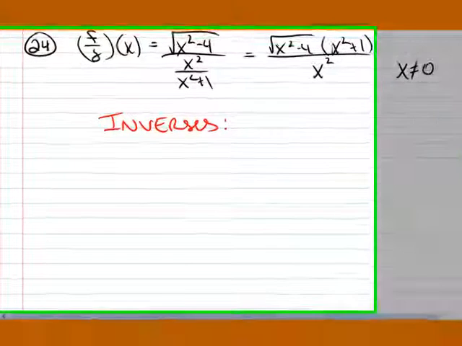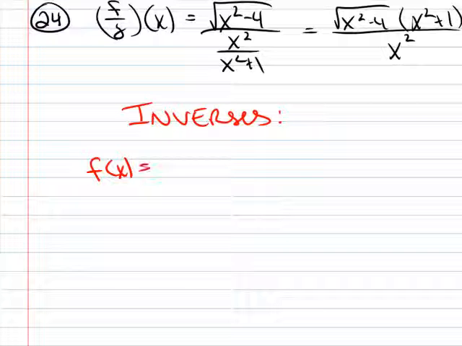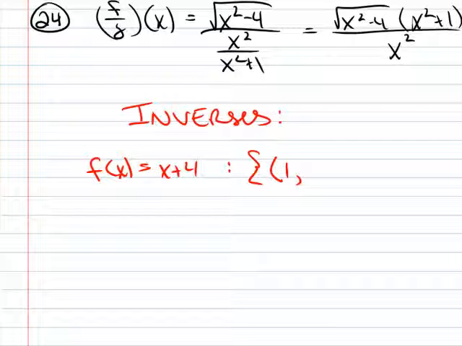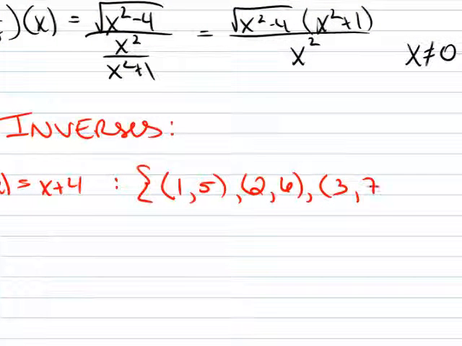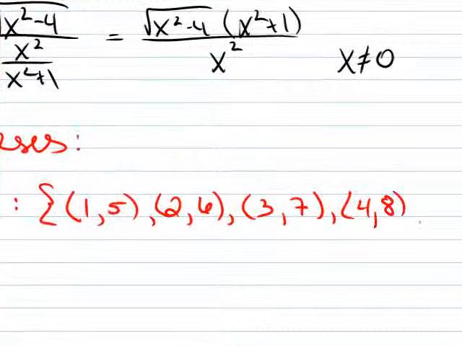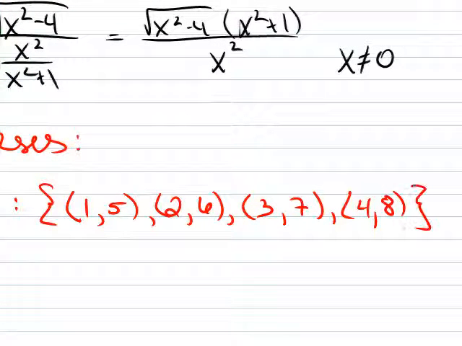Inverses. Let's take a look at this particular function here where f of x is x plus 4. Now, look at the ordered pairs that this particular function produces. If I put a 1 in for x, 1 plus 4 is 5. If I put a 2 in for x, 2 plus 4 is 6. If I put a 3 in for x, I get 7. If I put a 4 in for x, I get 8. And that's enough.